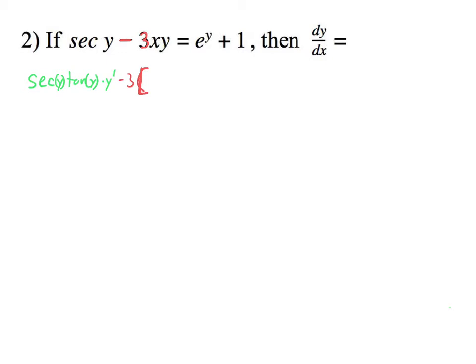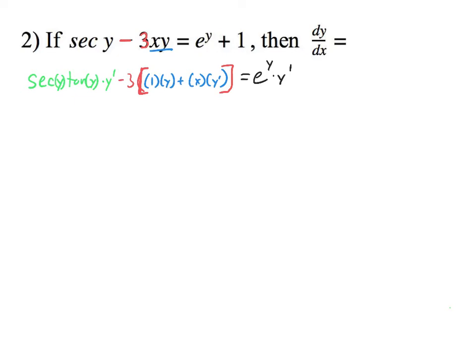And then to take the derivative of xy, that's going to be 1 for x, leave the y, plus leave the x, take the derivative of y. So that would be that whole xy piece. And that's equal to, the derivative of e to the y is e to the y times y prime. And the derivative of 1 is just 0. So that's gone. So my goal now is to get y primes to one side. That's how we do implicits.